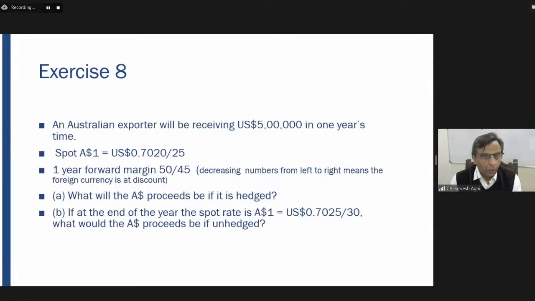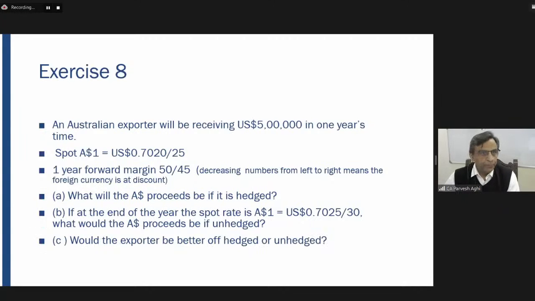If at the end of the year the spot rate is A$1 equal to so and so dollars, what would be the Australian dollar proceeds if unhedged? So the first question is to use the forward rate to find out the proceeds in terms of Australian dollars. The second is to find out the proceeds in Australian dollars if the rate given to you is applied and it is unhedged. And would the exporter be better off hedged or unhedged? So there are three questions in one.